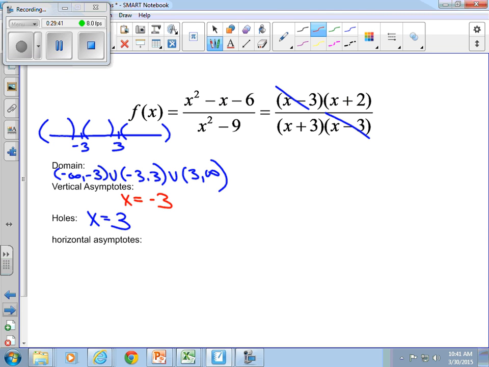So we need to find the holes before we find our spots. You do. Those are the ones that cancel, vertical asymptotes are the ones that don't. You kind of end up finding them together. The only reason you look at the top is to find holes. To find which ones switch between vertical asymptotes versus holes.